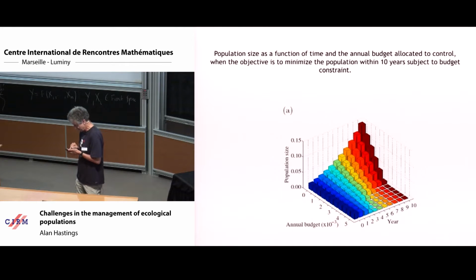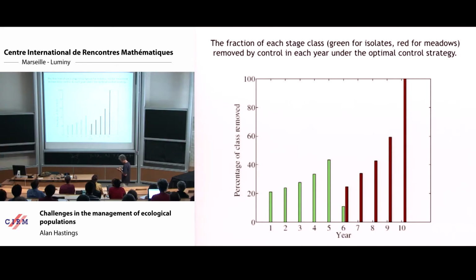Something else interesting happens, but in this case, we can understand why. If you look at the optimal strategy, the fraction of each stage, in this case green for isolates, red for meadows, that's removed by control in each year, and isolates is just another name for clones. What do you notice here? Once again, you go after one type.